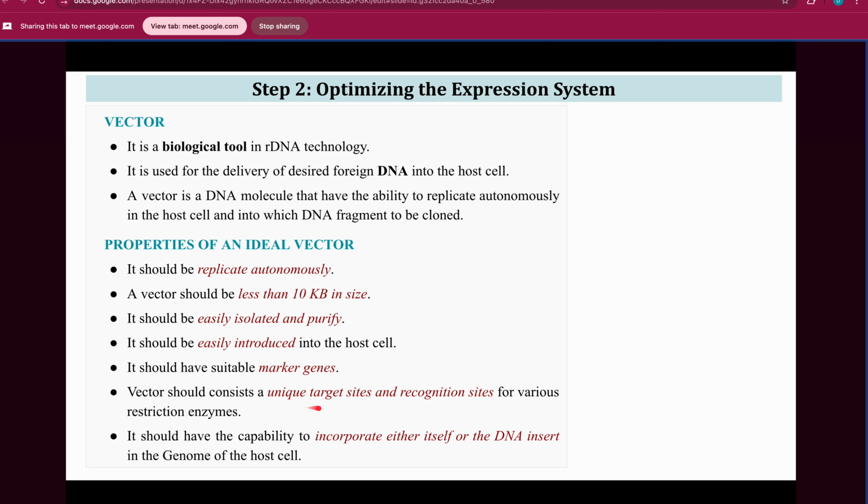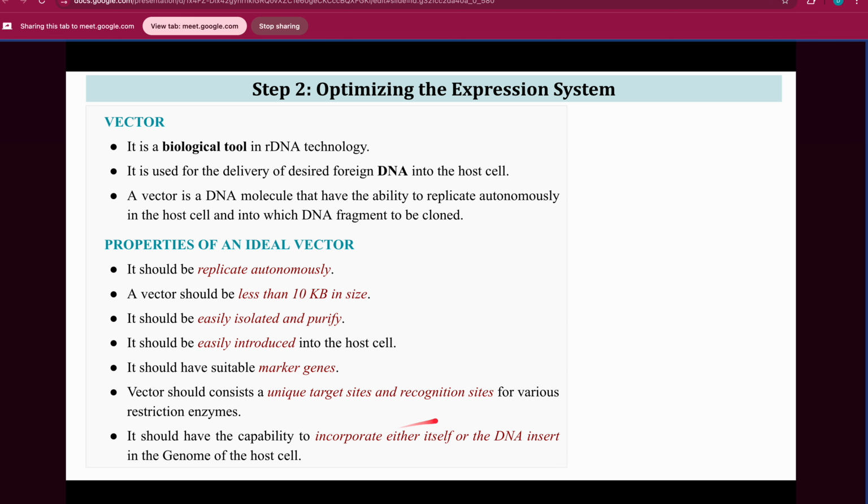Now a vector should consist of a unique target site and a recognition site for the restriction enzymes. As we have seen previously, for the gene of interest, we cleave it with the restriction enzyme, and the same restriction enzyme is used to cleave the vector.